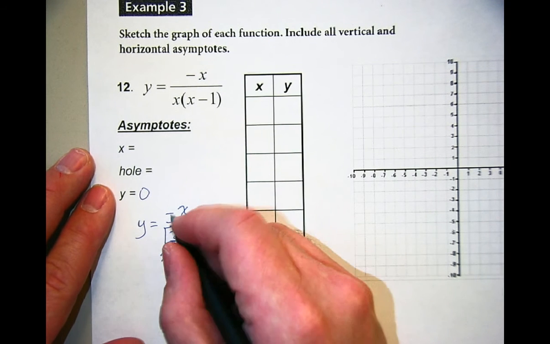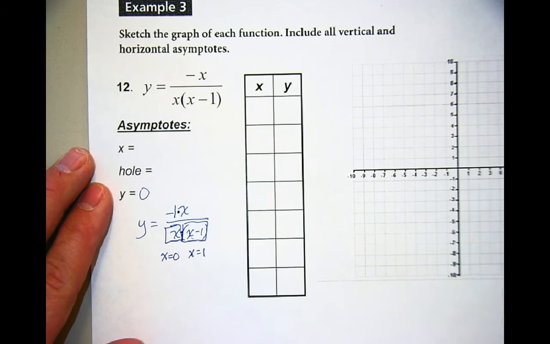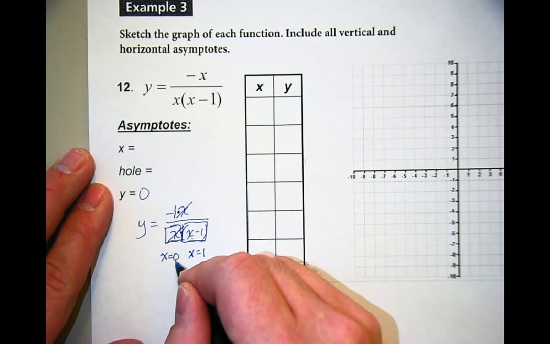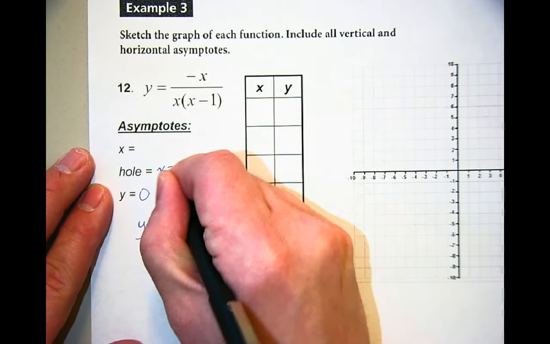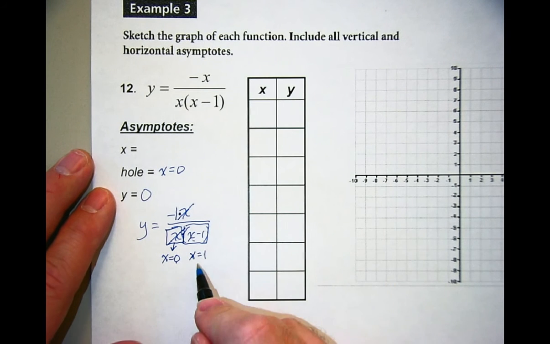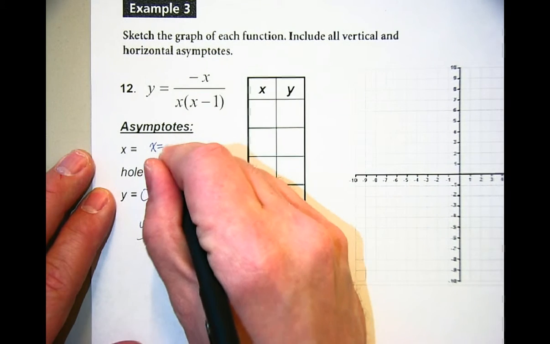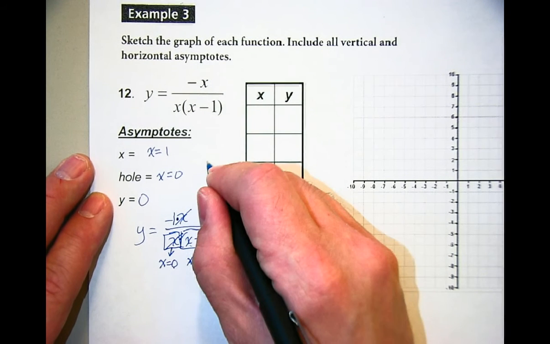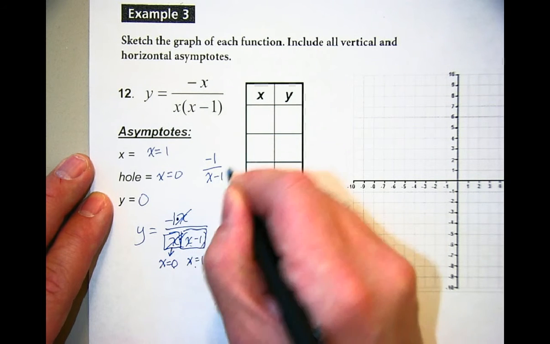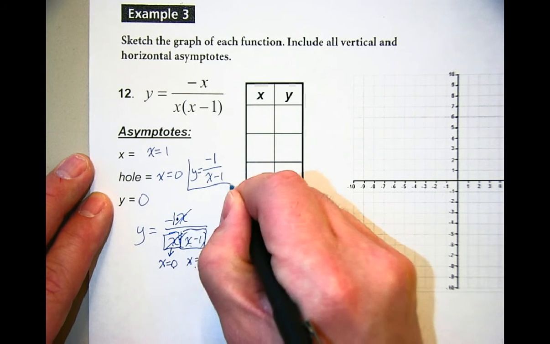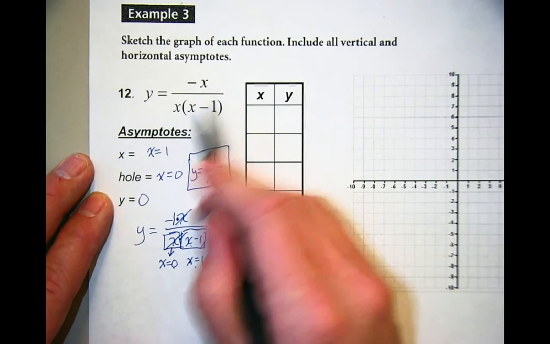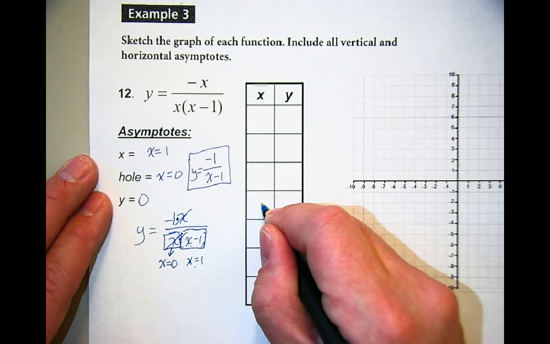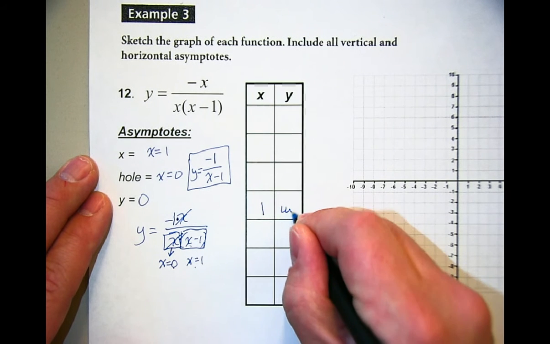Yeah. This is like having negative 1 times x on the top. So the x's can cancel. So I have a hole at 0, the one I canceled. I have an asymptote at x equals 1. So I end up with a reduced fraction of negative 1 over x minus 1. That's the equation that I am going to plug my values into because it's easier than this equation. So I'm going to put my asymptote right here in the middle. This is undefined.